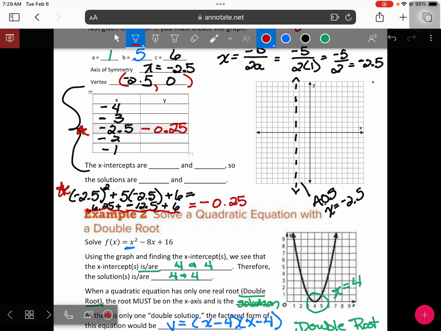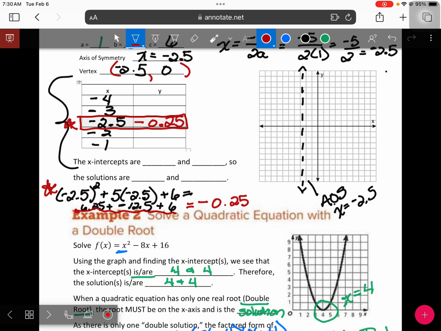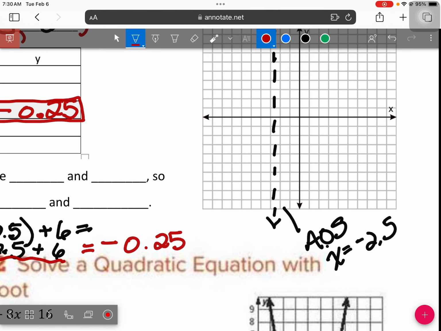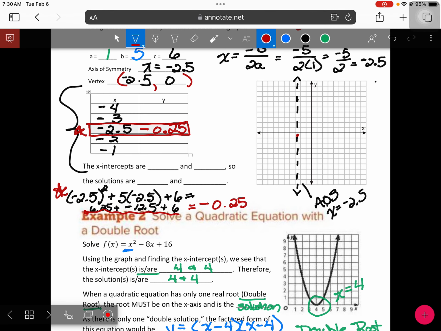Okay, that is your vertex. Whatever is in the middle of your Fab 5 numbers that you use, that is the vertex. So negative 2.5, I know the vertex was on this axis of symmetry, this dashed black line. And then negative 0.25 would be just below the x-axis. It's not negative 1. Negative 0.5 would be halfway. It's just right below.